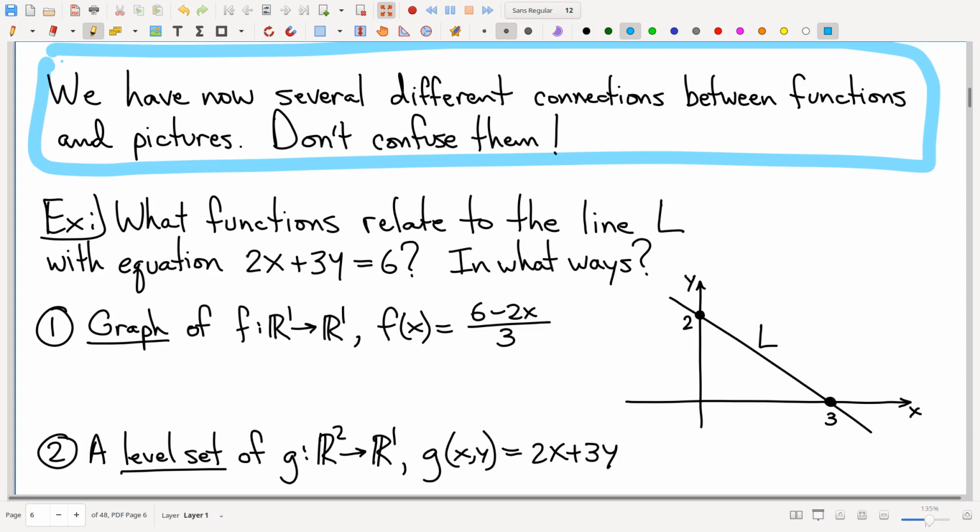You can't say graph when you mean picture, because some pictures are level sets. They're not graphs, right? And you can't say graph when you mean function, because a function's an algebraic object. A graph is a geometric object. So all these distinctions are important, and you've got to be ultra careful.